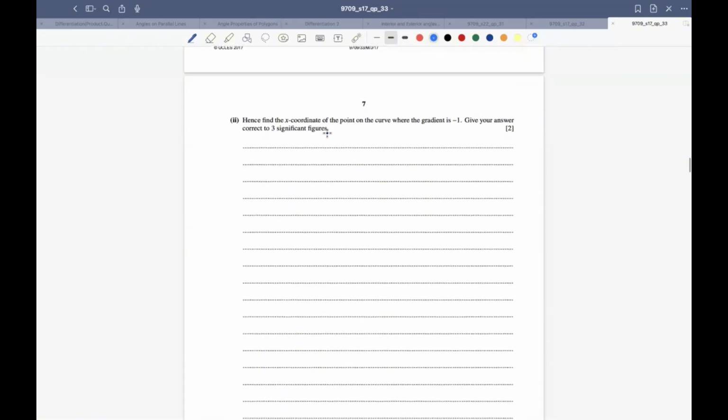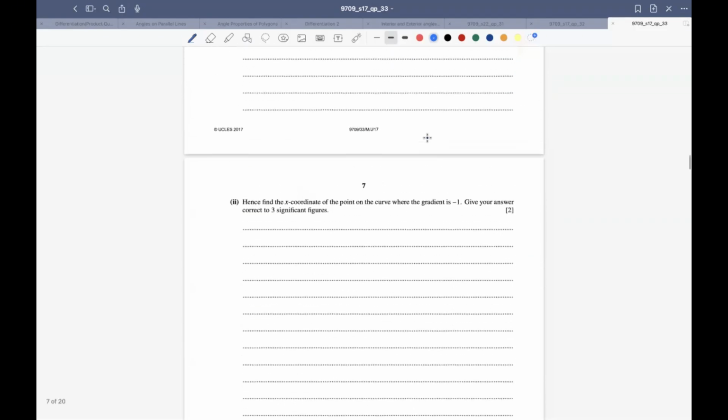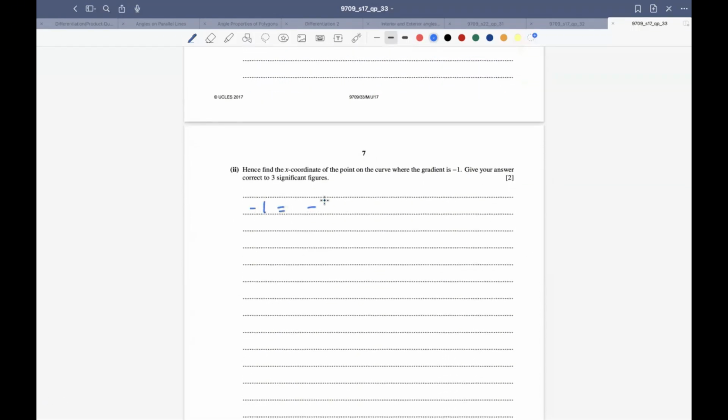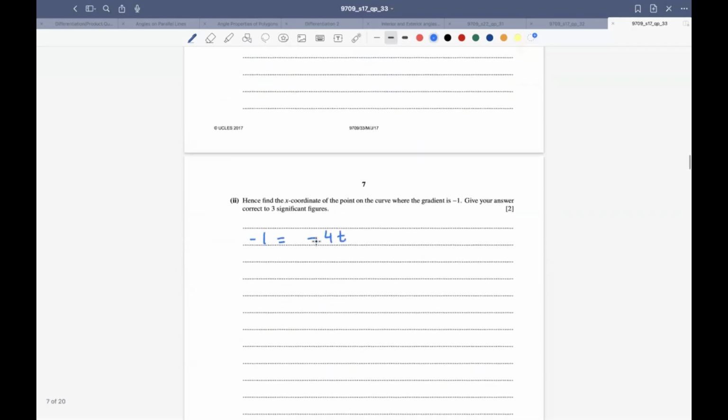In part 2, it says, hence find the x coordinate of the point on which the gradient is minus 1, giving our answer to 3 significant figures. Now we know that dy/dx will be taken as minus 1. So in place of dy/dx, we can write minus 1 equals minus 4 tan upon 4 plus tan squared. Cross multiplying, we'll get minus 4 minus tan squared equals minus 4 tan.